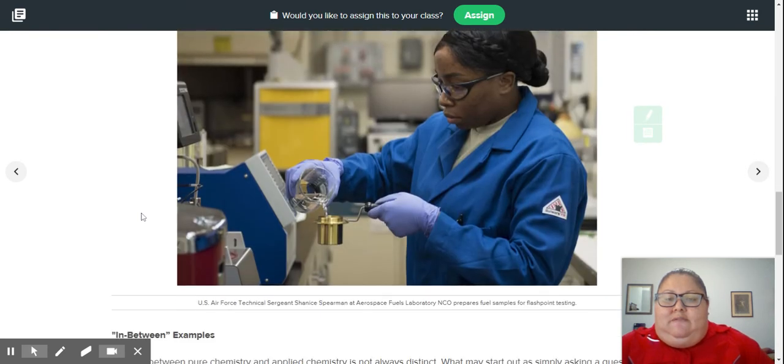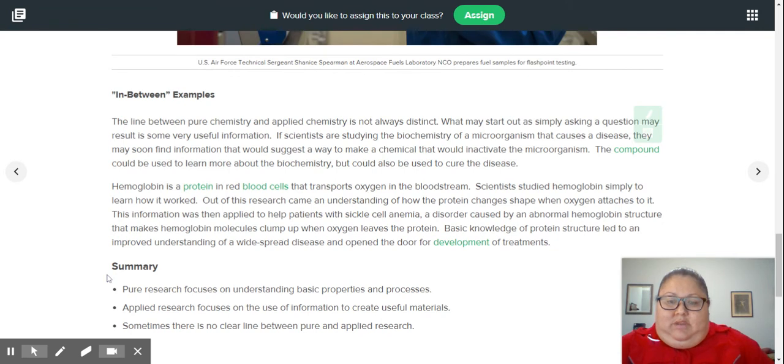And here you have Miss Sergeant Spearman. She's working in an aerospace fuel laboratory. Basically, what I'm trying to say is she's preparing a flashpoint test. She's trying to figure out if there's going to be enough energy being released to propel our aerospace vehicles or jets. And then there are also some examples that are both pure and applied.